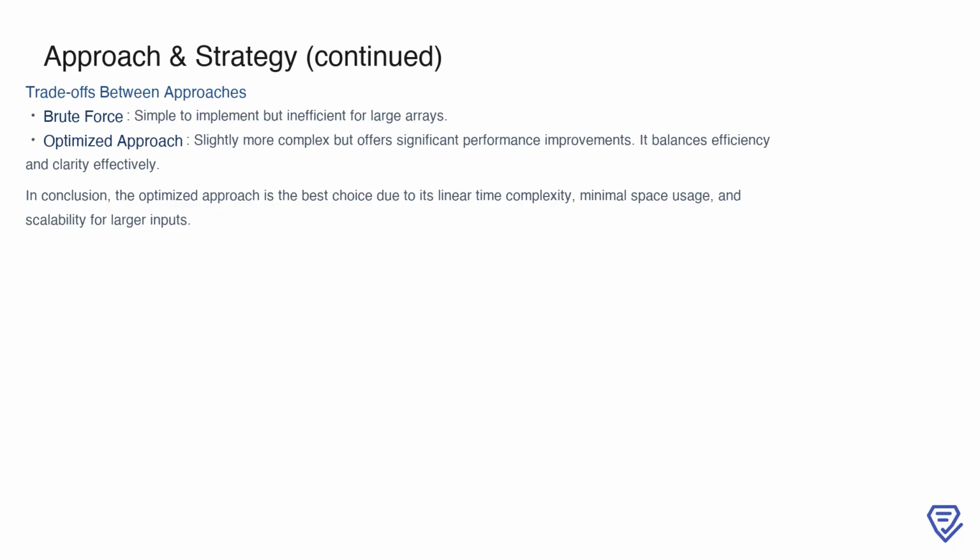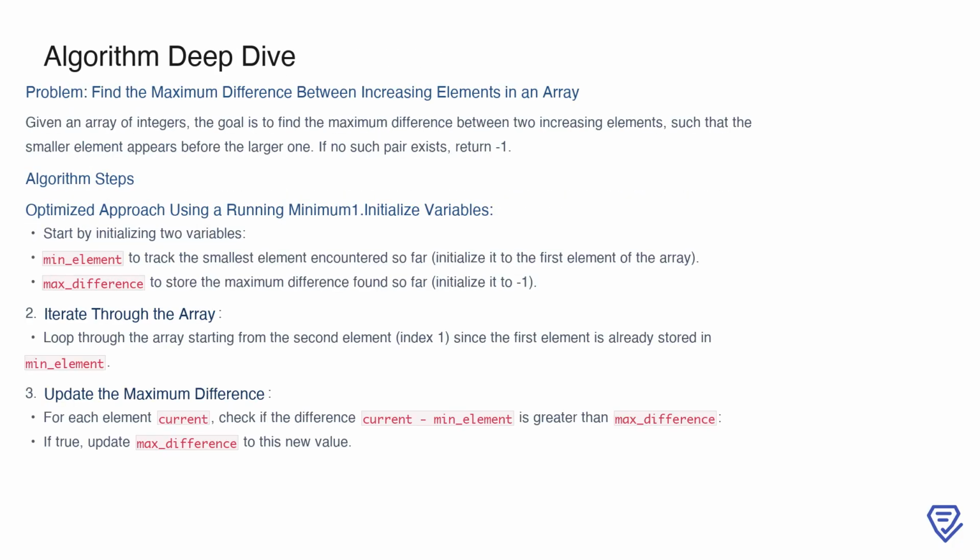In conclusion, the optimized approach is the superior choice due to its performance advantages, especially when dealing with arrays of significant size. By focusing on the core insight of tracking the running minimum, it solves the problem effectively while remaining computationally efficient. To solve the problem of finding the maximum difference between increasing elements in an array, we aim to identify two elements where the smaller one appears before the larger one, and the difference between them is the greatest possible. If no such pair exists, we return -1.